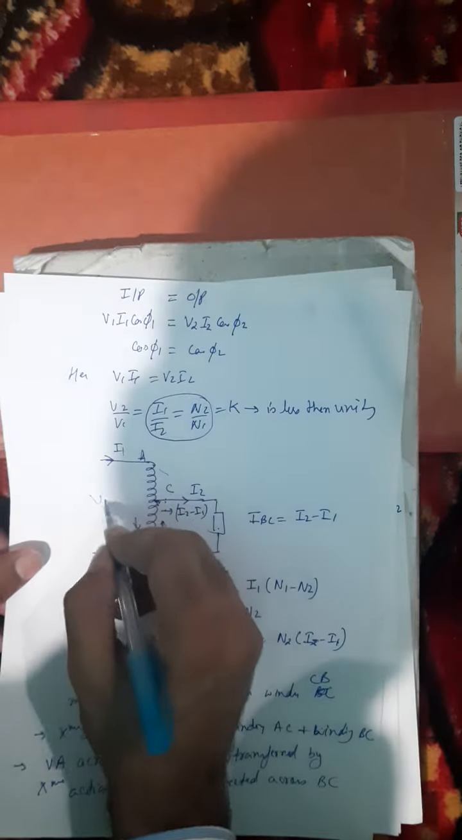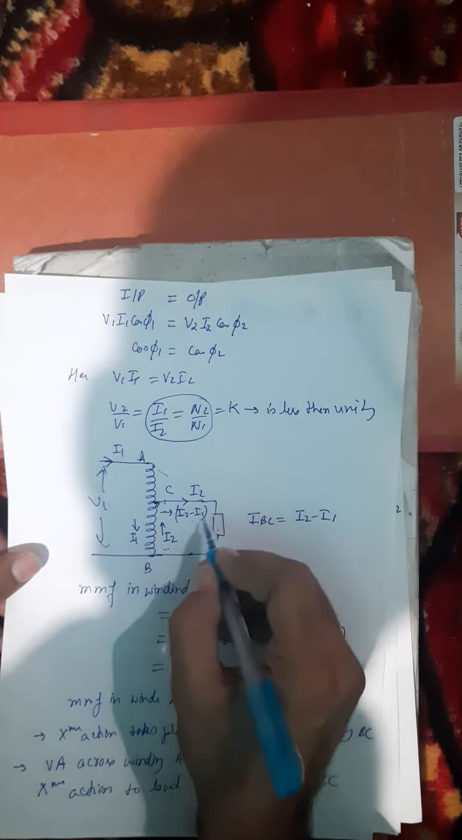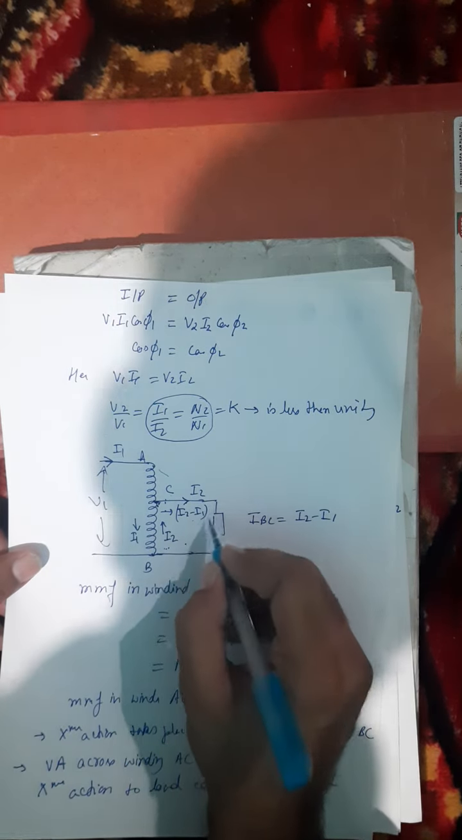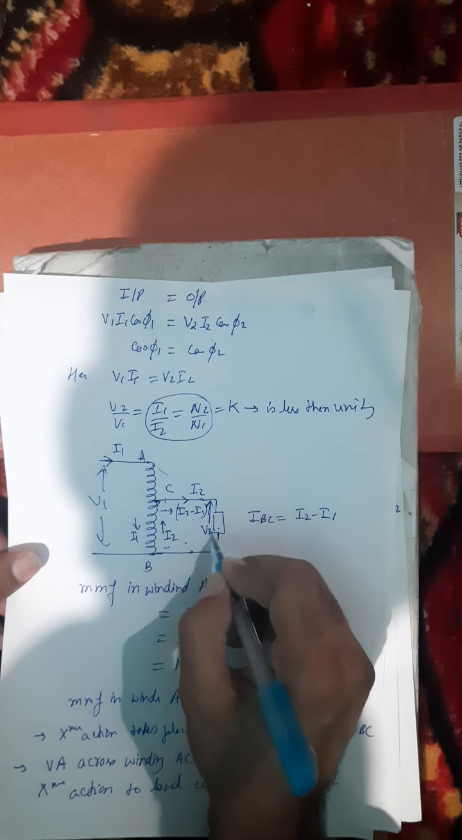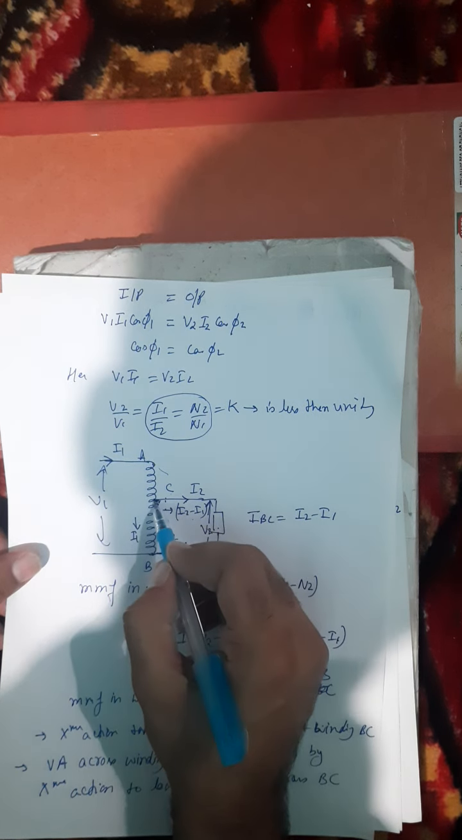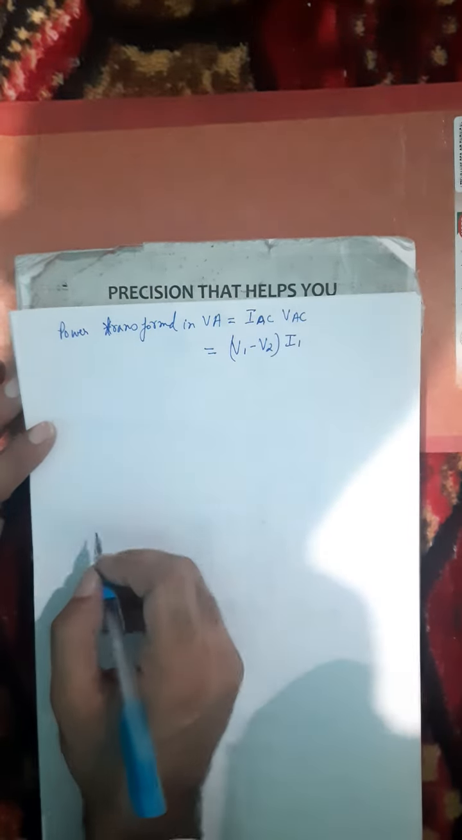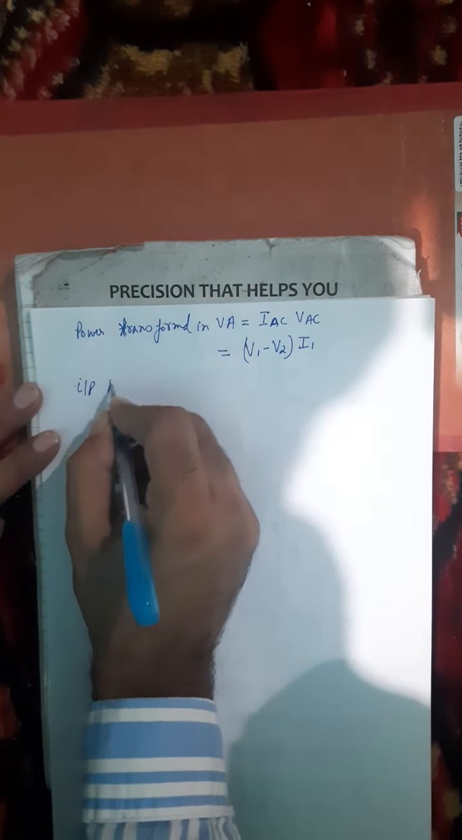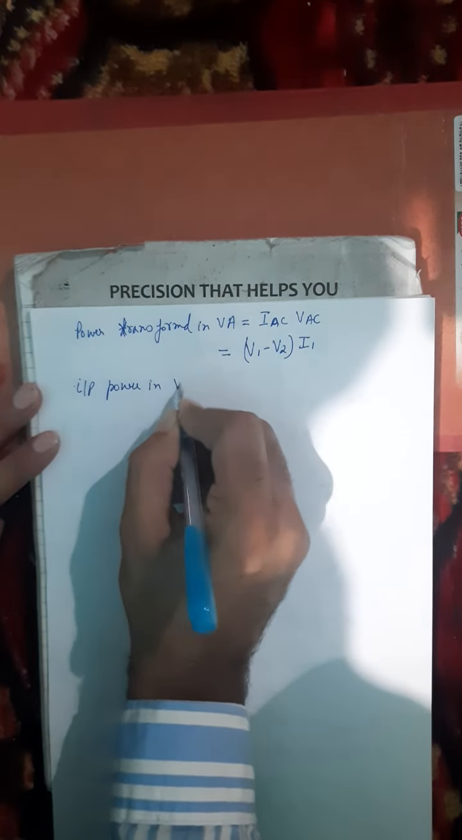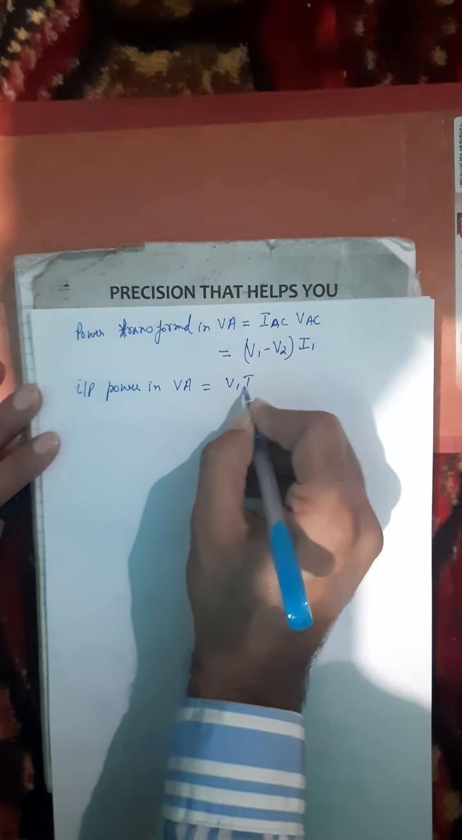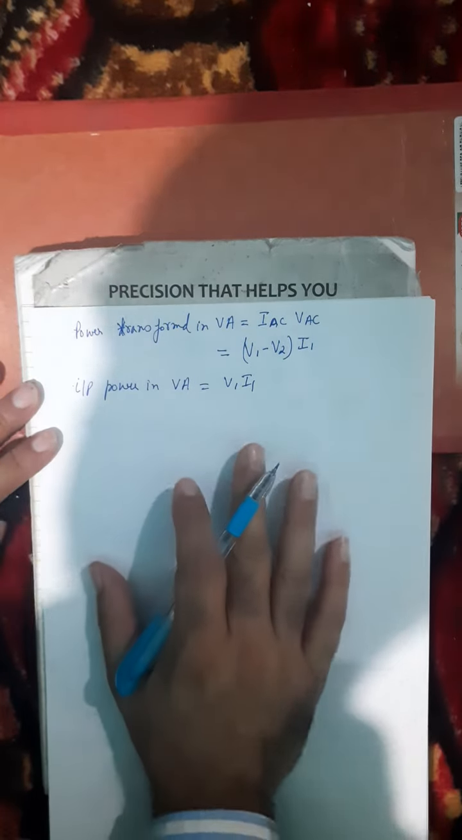Here you can see this is VAC, the total V1 is from here to here, and V2 is from this point to this point. So what is the voltage in section AC? It is V1 minus V2 and the current is I1. So IAC is nothing but I1. The total input power to the transformer, or input power in volt amperes, is given by V1 into I1.